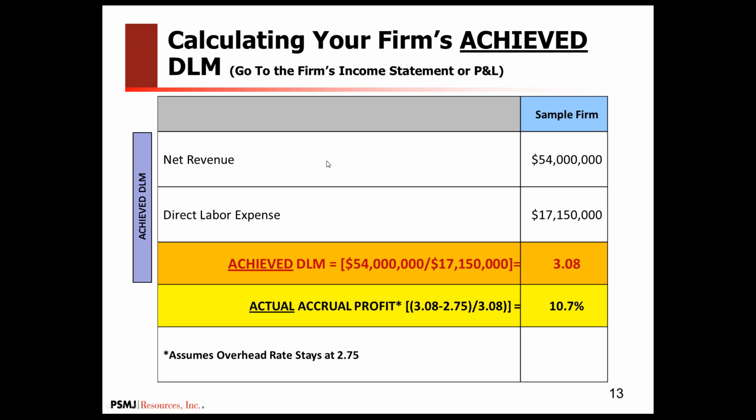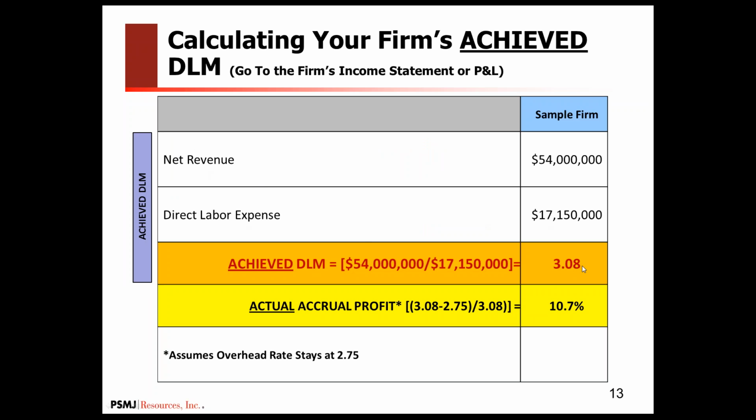So finally, calculating your firm's achieved direct labor multiplier, again, you have to go back to the income statement or the profit and loss. And we can see that our firm did net revenue of about $54 million. If you recall, our direct labor expense was a little over $17 million. So I divide net revenue by direct labor expense, and I get an achieved direct labor multiplier of 3.08.